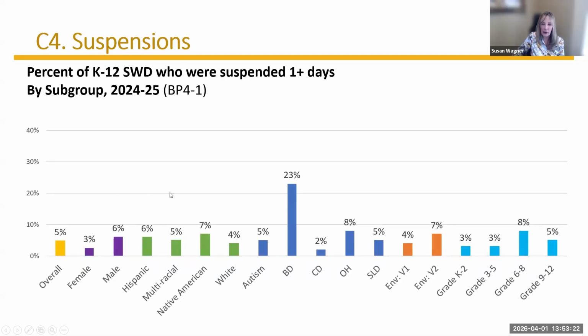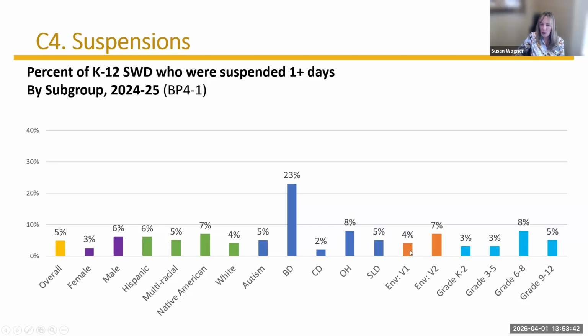This shows the disaggregations, and this is for 1 or more days. So what stands out is those kids with an emotional disability, behavioral disorder. 23% of these kids were suspended 1 or more days. Followed by that, it would be kids with OHI at 8%.